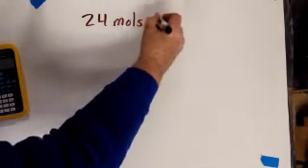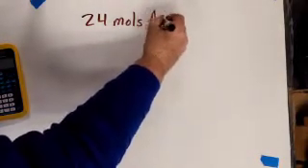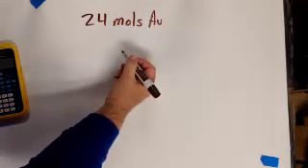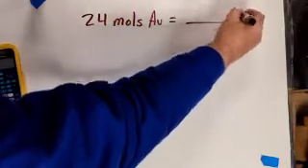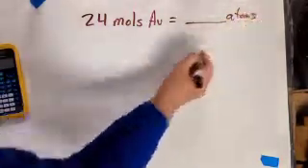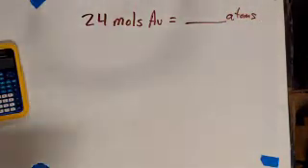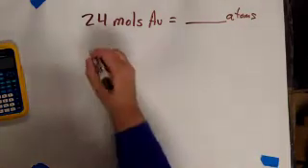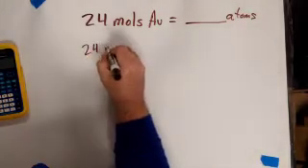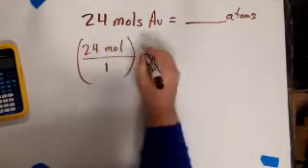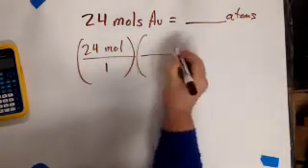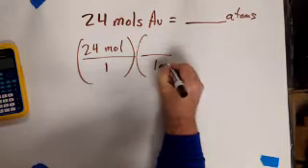All right, so here we have another problem. This time we're starting with moles of gold, and we need to figure out how many atoms we're going to get out of this. So this is the reverse of what we already did. So we're going to do it the same way, except our conversion factor will be flipped. All right, so we have 24 moles to start with.